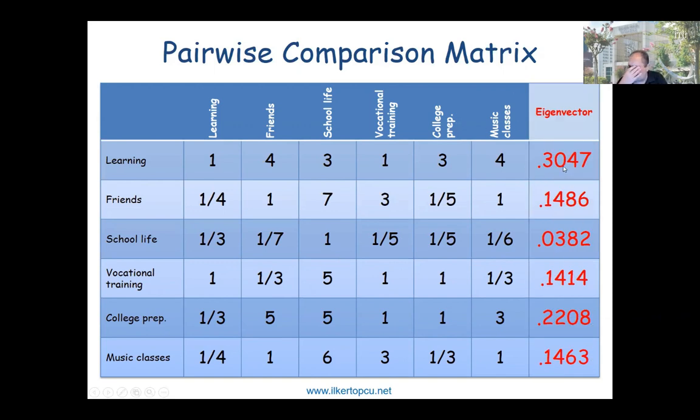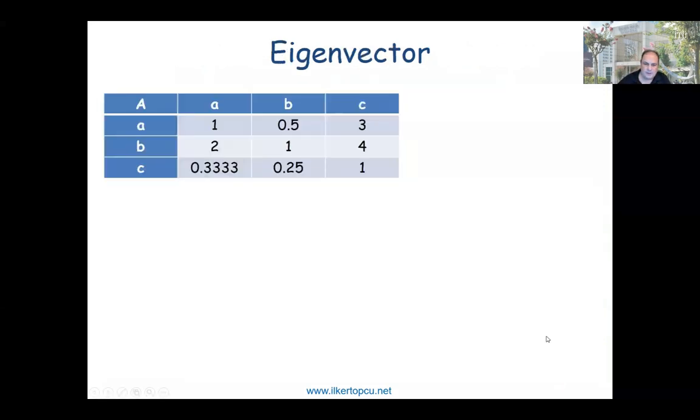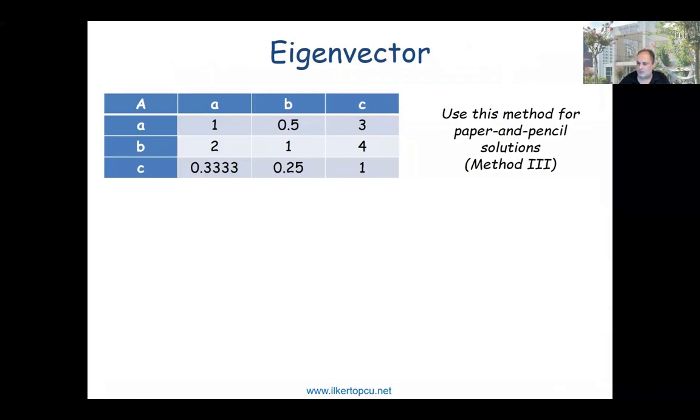And I will show you there are 5 different eigenvector techniques most widely used. Based on these eigenvector values, we can say that according to the answers of these decision makers, learning is the most important one. It has the highest priority. School life is the least important one. It's just 3.8%. And the total, as you know, for an eigenvector is always 100% or just 1. So let's see how we can find the eigenvector for paper and pencil solutions, if you are making manual solutions not using any software.